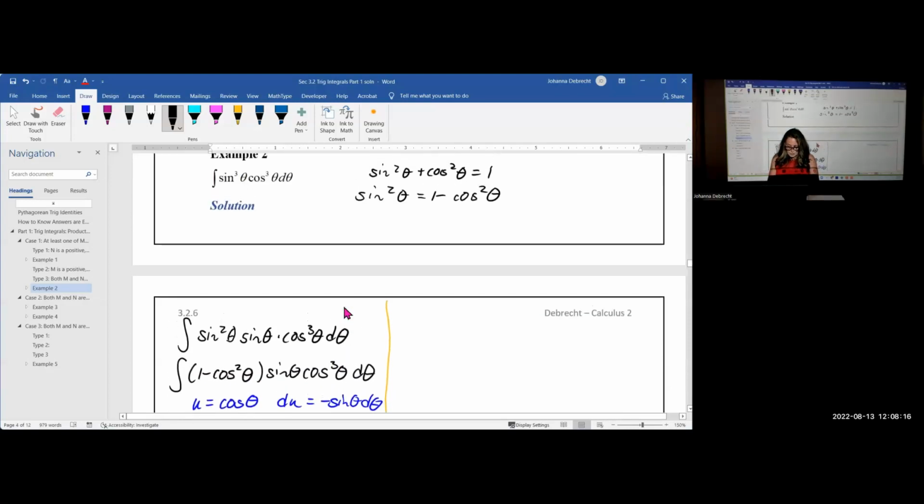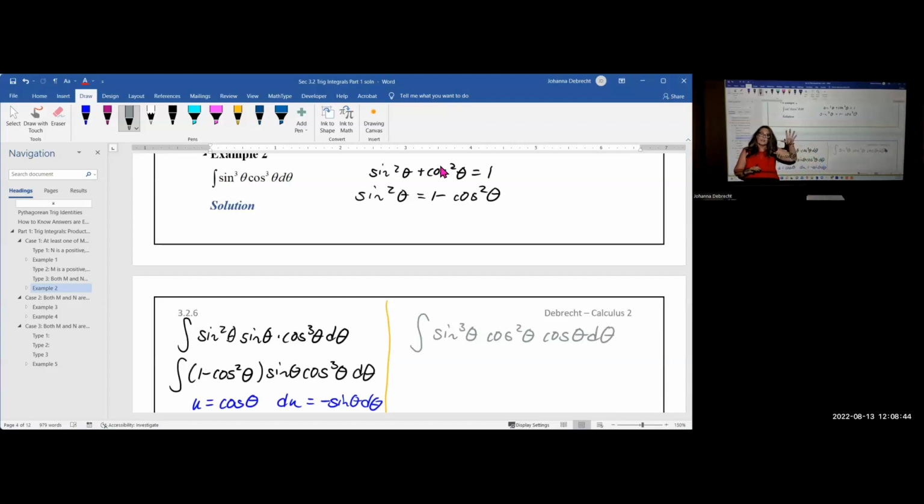Now let's go back to the original and let's say, well, they were both odd, so you could have chosen cosine to break down instead. So let's break down cosine. And this time I'll use a different color to contrast, make sure you don't get confused. This time, if I'm going to break down cosine, I'm going to end up with sine cubed of theta times cosine squared of theta times cosine theta d theta. Remember, we're pulling off 1 because we want what's left to be an even number so that we can use a Pythagorean identity substitution. Now this time I need to substitute for cosine squared.